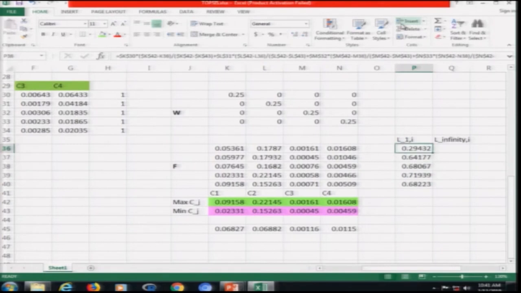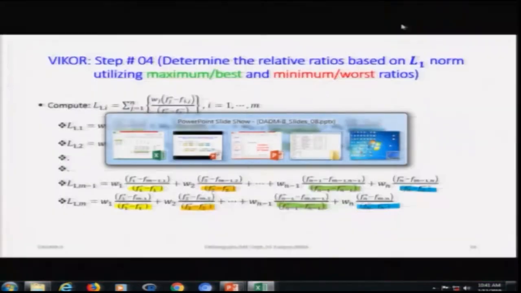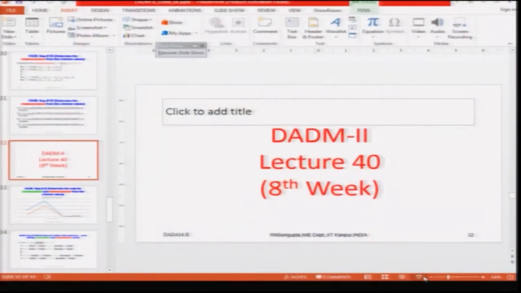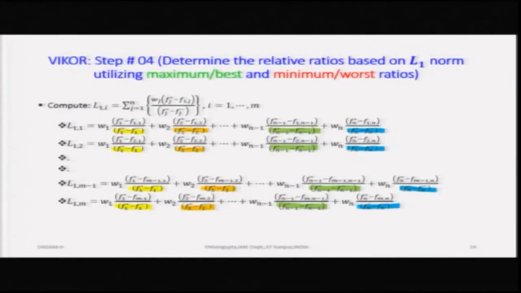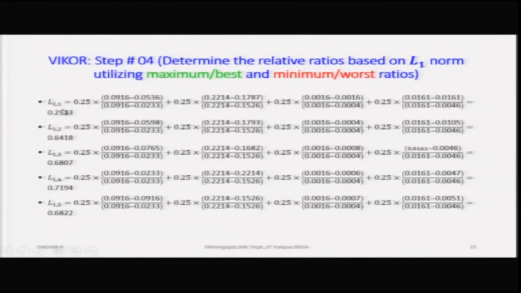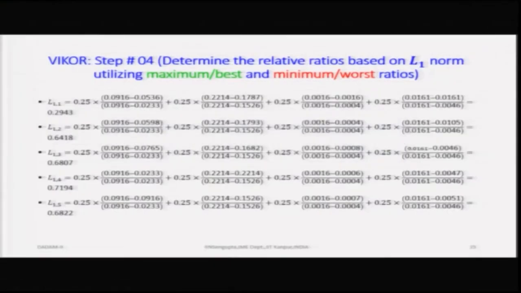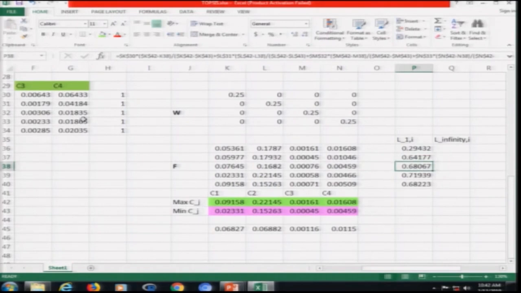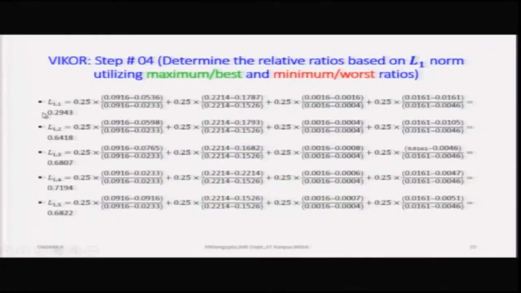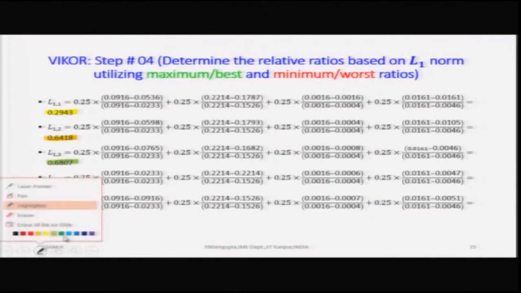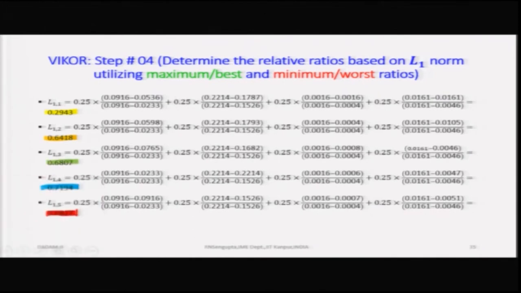So, let us check the values calculated here are matching with the ones in the PPT. So, the L1 value for the norm 1, alternative 1 is 0.2943. So, this is 0.2943. Second is 0.6417, which is 0.6418, which is fine. 0.681, 0.681. So, I am marking these values. Remember, sorry, I should highlight it. This is the first. This is for the second. This is for the third. This is for the fourth. This is for the fifth.